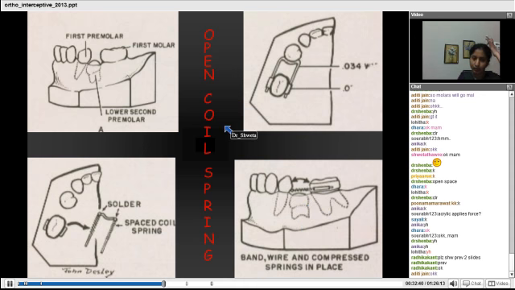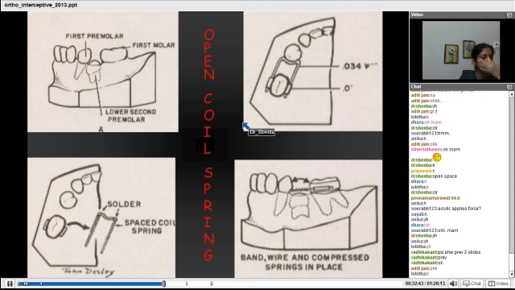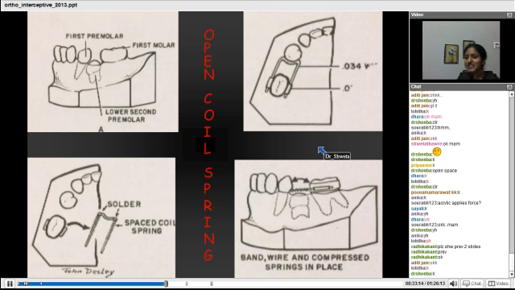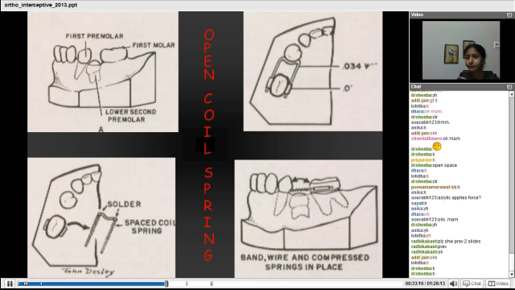Okay, this is the fixed one. This is the open coil spring. Now you put a band on the tooth distal to where you want the space. This is a wire. This wire has an open coil spring placed in it, and this entire U-shaped tube is placed like this and soldered. Because of the activation of the spring, it tries to create space for this premolar. This is a fixed space regainer. Okay?